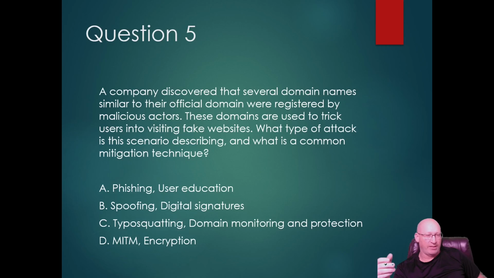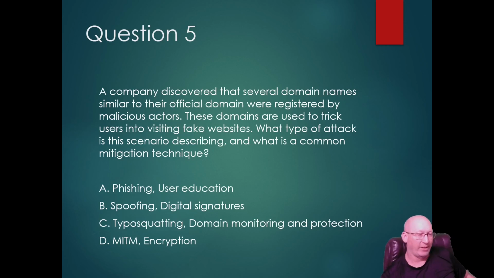So what can we do against this? We could do domain monitoring and protection. What do we mean by that? Well, we actively monitor domain registration. So if I was Google, I would look at typos, and Goggle would probably be one of those. So I would register Goggle as a domain name for Google, and it would automatically shift you over to Google. If you mistyped the name, it would automatically switch you over. And that's what we're talking about. So C would be our correct answer on that one.